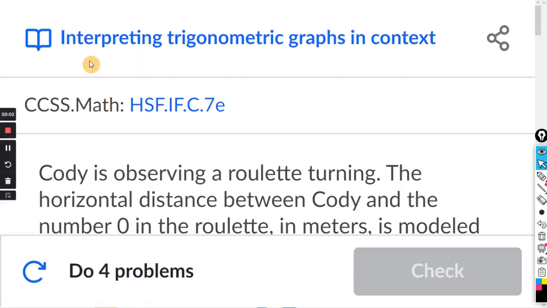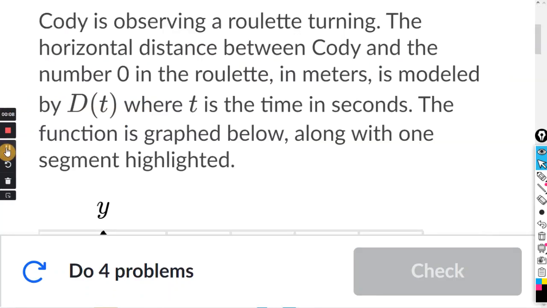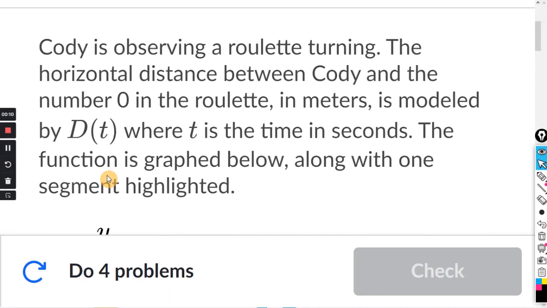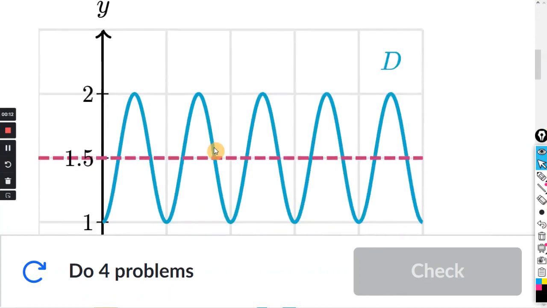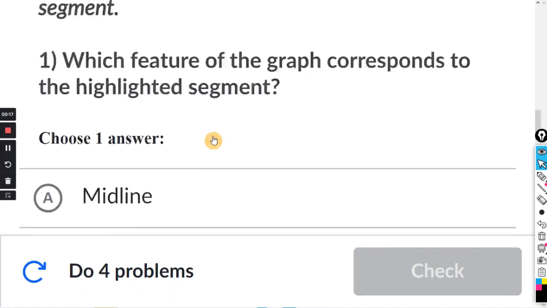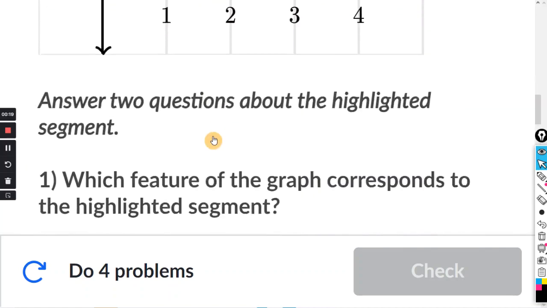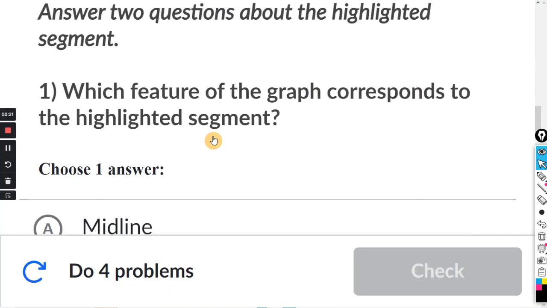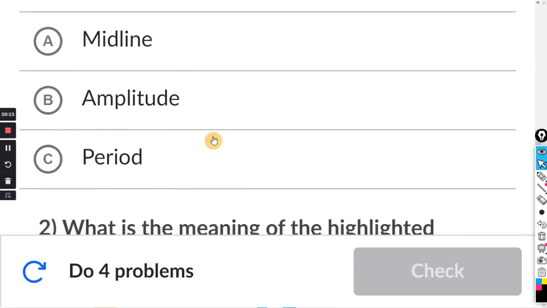This will be for the exercise, interpreting trigonometric graphs in context. So all of these problems have a write-up and then a graph and 2 questions. Before I read the write-up, I like to answer the first question. Okay, the first question is easier than the second one.